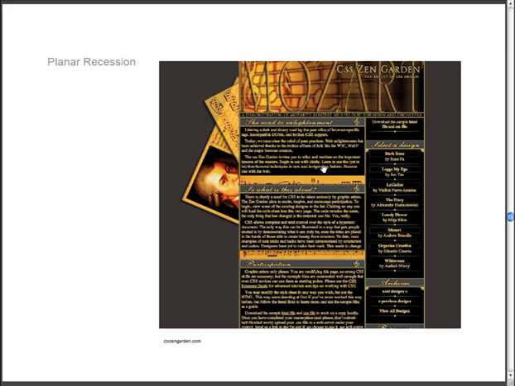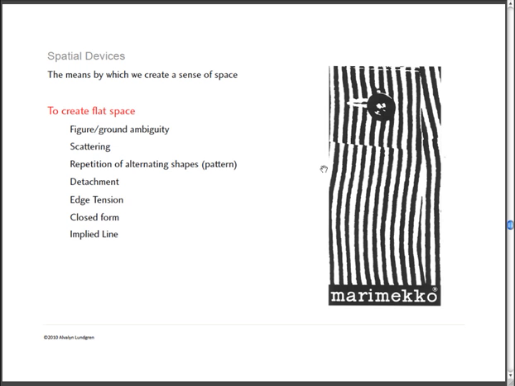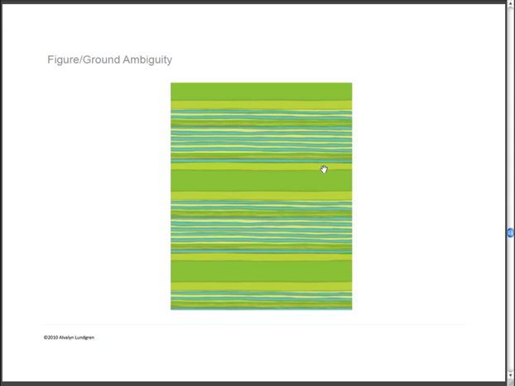But notice that this is not the illusion of volume. The main difference between plastic space and flat space is that plastic space is a volumetric illusion and flat space is not. The spatial devices that help us create flat space are figure ground ambiguity, scattering, repetition, pattern, detachment of shapes, edge tension, which is a use of shapes touching each other, a closed form or composition, and implied line. And so we'll go over each one of those.